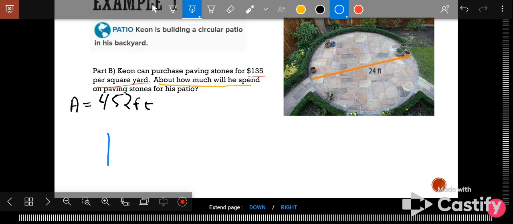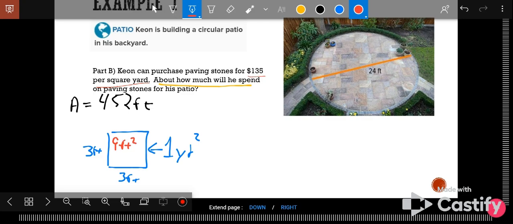And so if I just think of a square, and there are 3 feet in 1 yard, so we're going to say it's 3 feet on one side and 3 feet on the other side, because now that is 1 square yard. If I was to do the area of that in feet, 3 times 3 is 9. So 9 feet squared is equal to 1 yard squared.